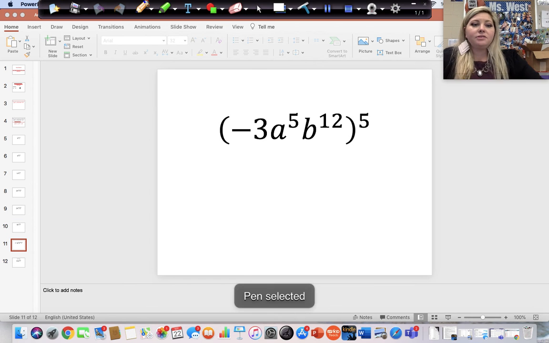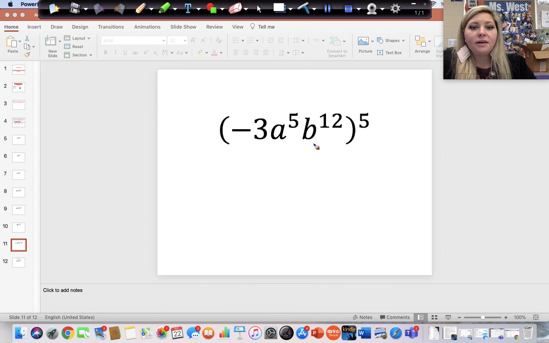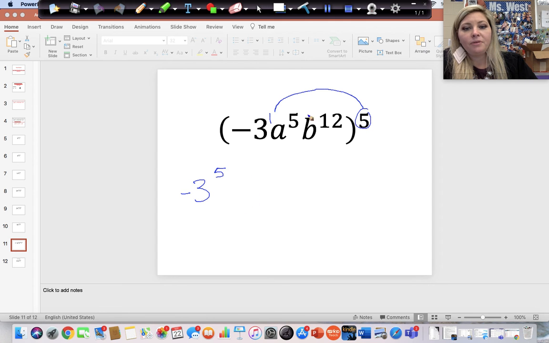Okay, here again this looks confusing, but it's not. This -3 is to the 1st power because if there's not a power there, it's understood to be 1. Okay, and then we are distributing the 5 to each one of them. So 5 times 1 is 5, so that's -3 to the 5th power. 5 times 5 is 25, so it's a to the 25th. And then 5 times 12 is 60, so it'll be b to the 60th.